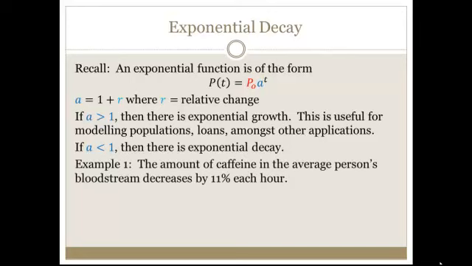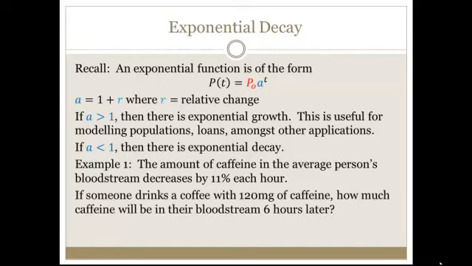In our first example, let's look at caffeine in the bloodstream. The amount of caffeine in the average person's bloodstream decreases by 11% each hour. If someone drinks a coffee with 120 milligrams of caffeine, how much caffeine will be in their bloodstream 6 hours later?